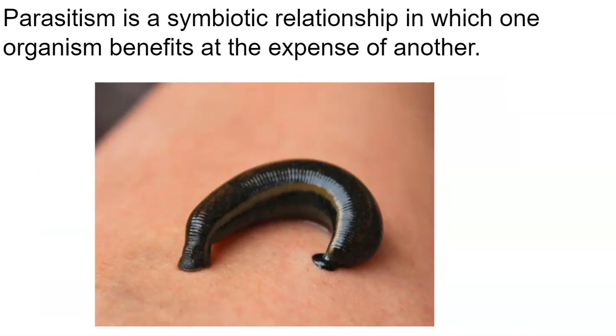Parasitism is the symbiotic relationship in which one organism, which in this case would be the leech, benefits at the expense of another, which in this case would be the human. The human is not getting anything except having its blood removed, and the leech is getting nutrition. Now I should say that sometimes leeches can be quite useful. But in the case where the leech is not doing any good for the host, the human, then it is indeed parasitism.